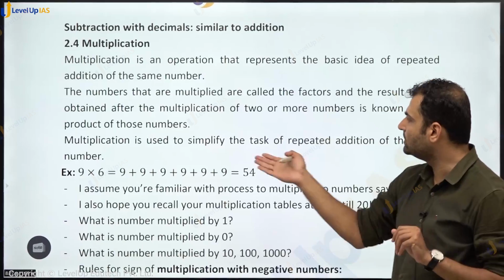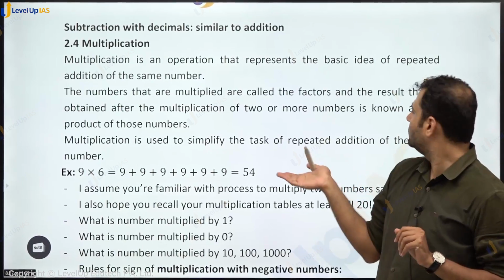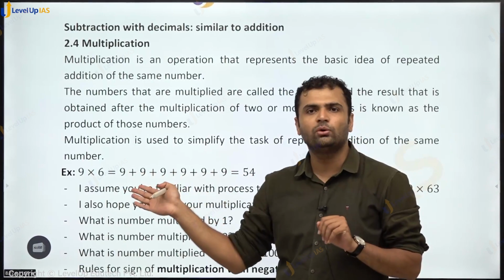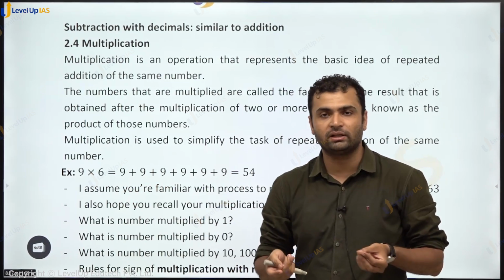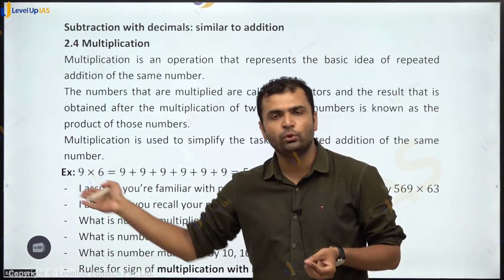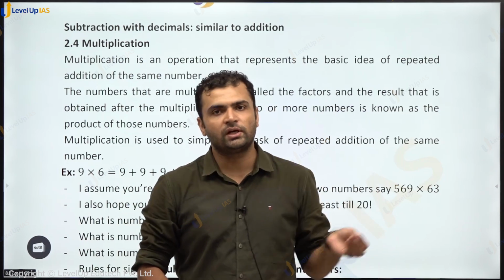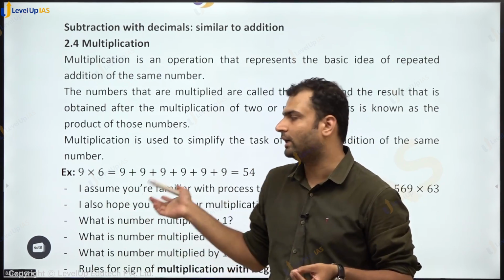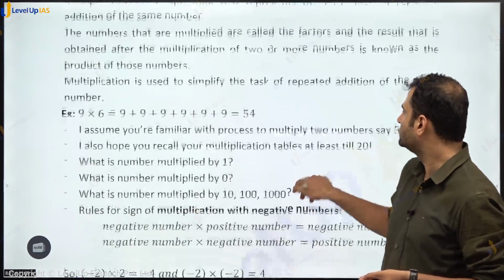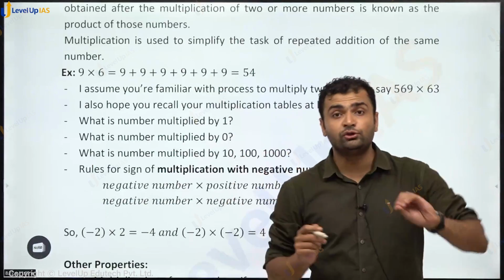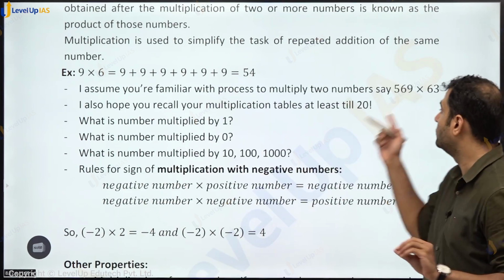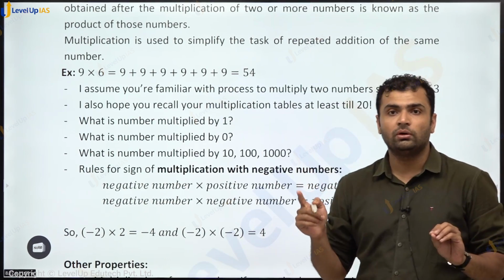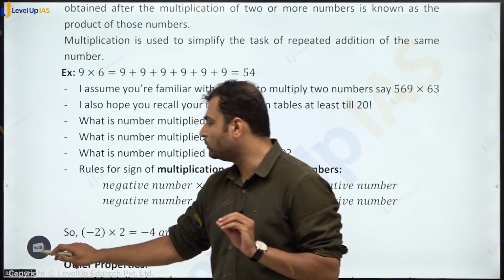Multiplication is used to simplify the task of repeated addition of the same number. Adding 9 six times becomes a bit tedious. Instead, if you do 9 into 6, it is easier to write, and there are efficient methods to calculate that as well. Now again, I'll assume that you are familiar with multiplying two numbers. If not, then get familiar. I hope you know how to multiply two numbers.